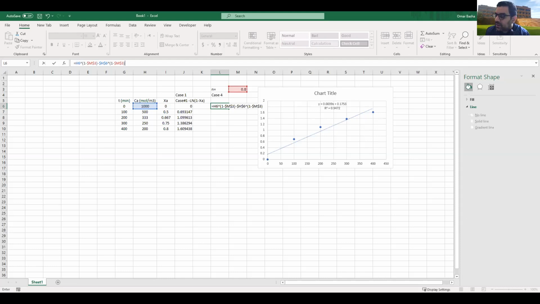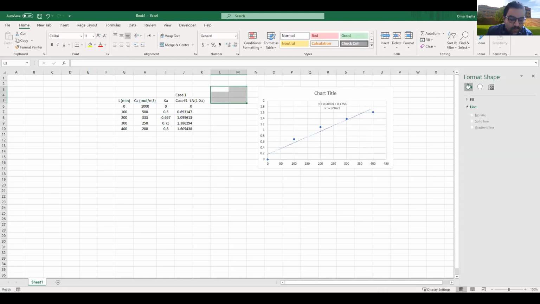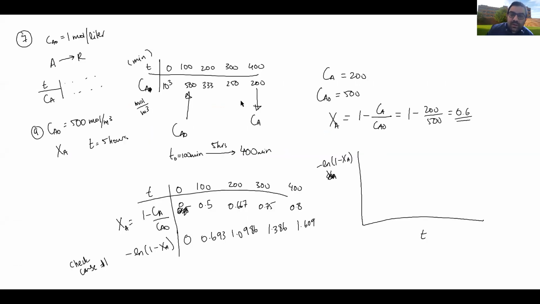Actually, that might not make sense, right? N minus 1 kt. So, okay, if you want to test it for case number 4, you probably need to solve for k. So let me go back to the whiteboard and let's try to attempt solving for k. But basically, this is part B from this problem.